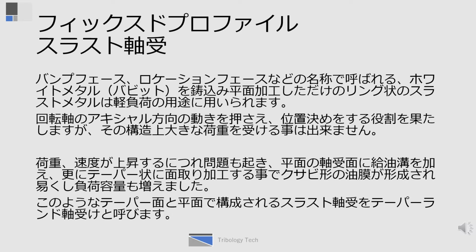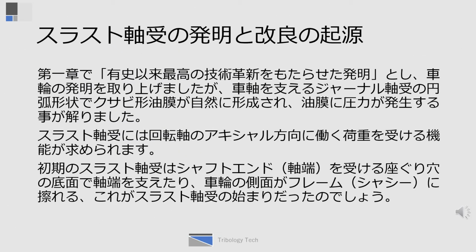As the load and speed increased, problems also occurred. Therefore, by adding oil grooves to the bearing surface and chamfering in a tapered shape, the wedge-shaped oil film can be easily formed and the load-carrying capacity increased. Such thrust bearings consisting of tapered surfaces and planes are called tapered land bearings.